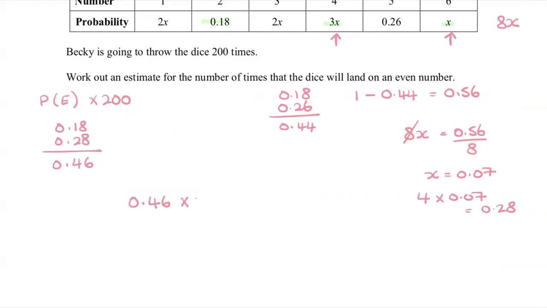0.46 times 200. Probability of even times 200. Now, because it's non-calculator, I'm actually going to split this into 2 and 100. 2 times 100 makes 200. So I'm going to take my 0.46, I'm going to double it. That's going to give me 0.92. And then I'm going to times it through by 100, which gives me my final answer of 92.